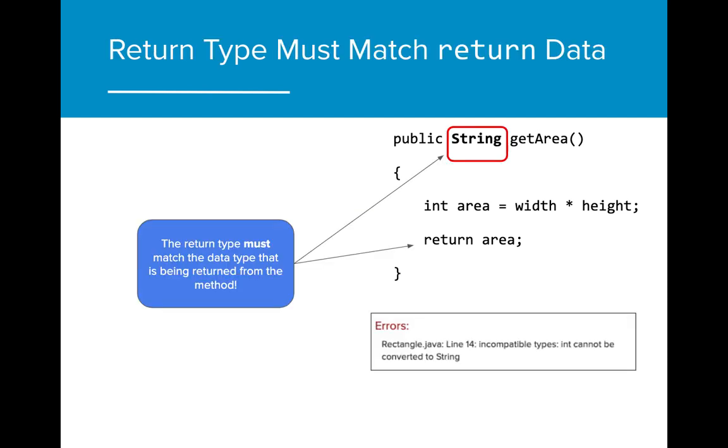The return type that is used in the method signature must match the data type that is being returned. If the return type is a string, then the variable or value being returned must also be a string value. Otherwise, this will cause the program to throw an error.